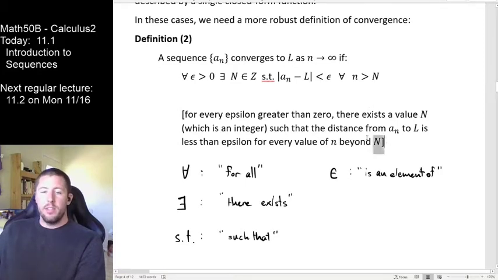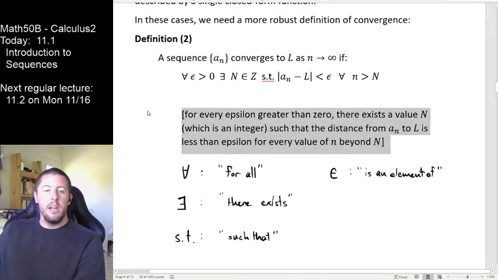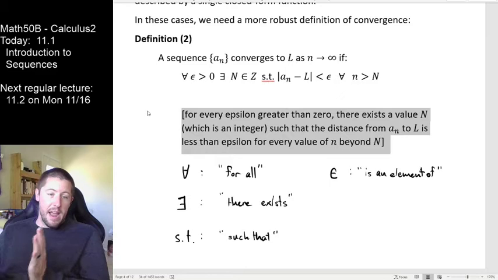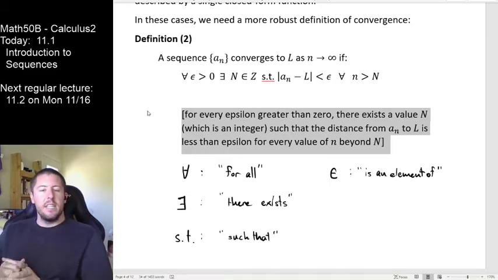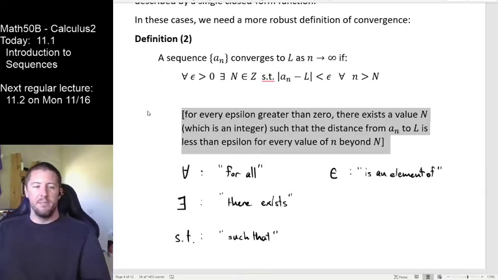So what this is saying, if I'm reading this in English here: for every epsilon greater than 0, there exists a value N, which is an integer, such that the distance, remember that absolute value is measuring distance, from the nth term in our sequence to the convergent point L is less than epsilon for every value of n beyond the chosen value of N. So this is still really hard even if you're just reading it in English. So I'm going to try to explain this once before we hit our example where we'll really see this thing. But it's good to not be wildly confused before we see our first example.